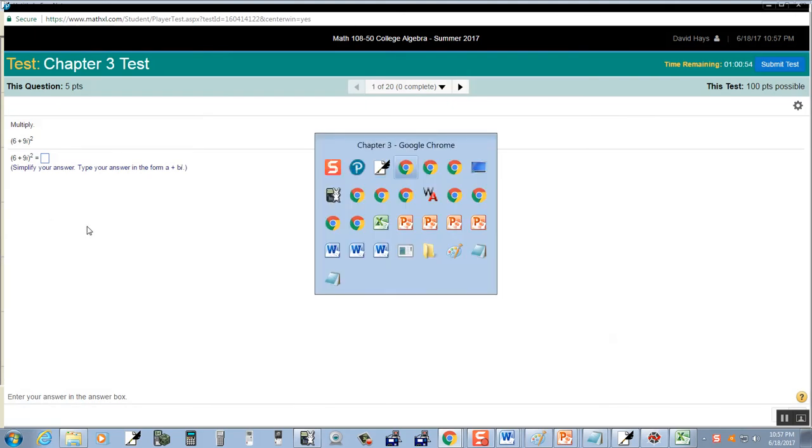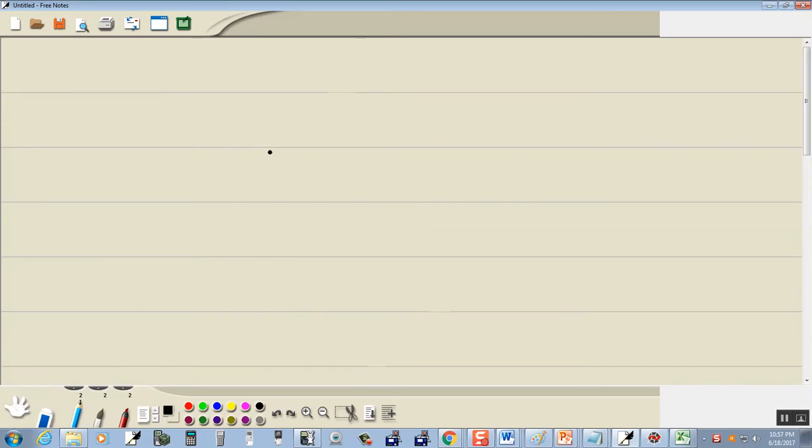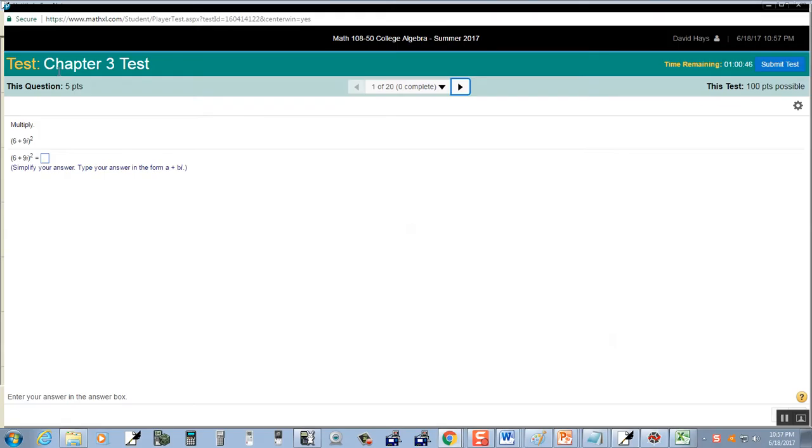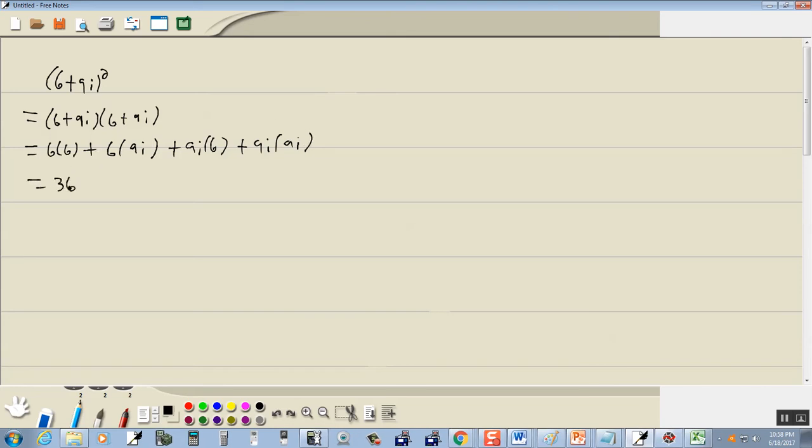Okay, there we go. We got 6 plus 9i squared. So we can rewrite this as 6 plus 9i times 6 plus 9i. Now we multiply everything together. So you take 6 times 6, we take 6 times 9i, we take 9i times 6, and we take 9i times 9i. That's FOIL. 6 times 6 is 36.